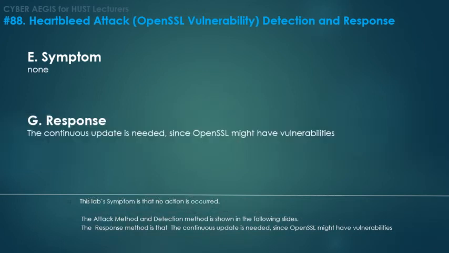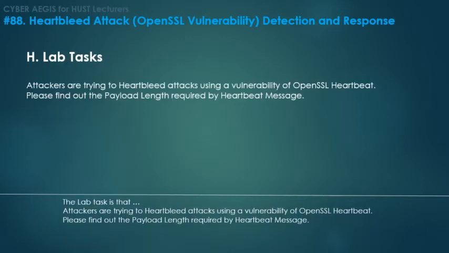The symptom of this lapse is that no visible action occurs. The attack method and detection method are shown in the following slides. The response method is that continuous updating is needed, since OpenSSL might have vulnerabilities. Today's lab task is that attackers are trying to perform the HeartBleed attack using a vulnerability of OpenSSL. Please find out the payload length required by the HeartBleed message.